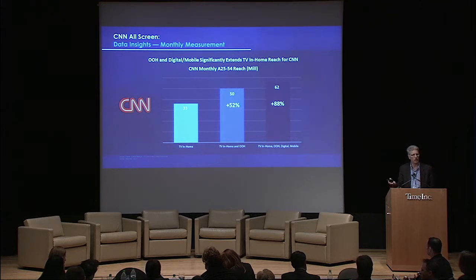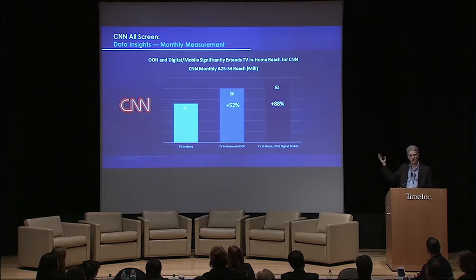It's a sizable audience. Out-of-home gives us the ability to see. And then finally, when we add digital, it's another 12 million. So rather than what NPower says, our belief is that the true cross-platform reach of CNN is 62 million, over 55% of the demo.